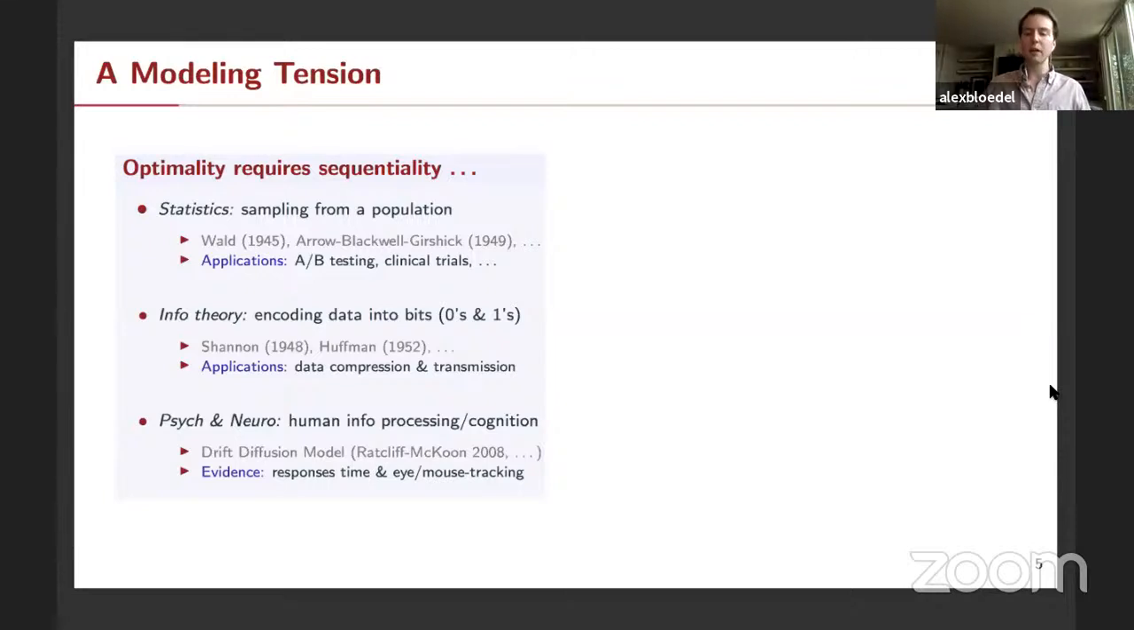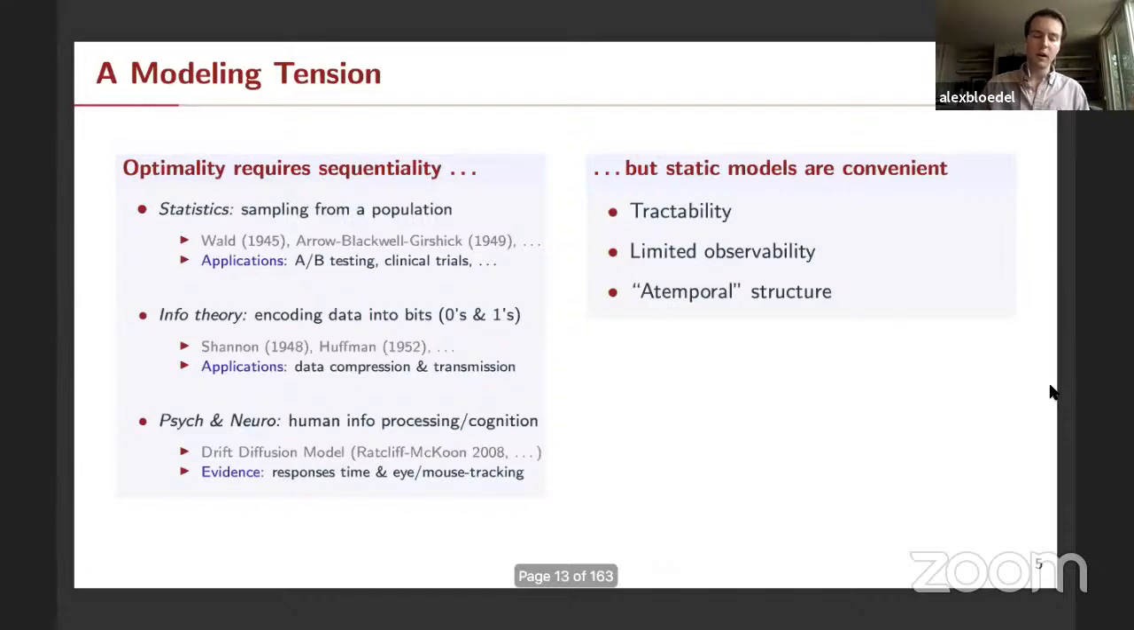So an ideal outcome might be for us to explicitly model the entire dynamic process of information gathering. On the other hand, static models are extremely convenient for a number of reasons. One is that they're inherently simpler and more tractable, which is important for applications. Another is that in many settings, it's hard to directly test dynamic models because we don't actually observe the process by which information is gathered. And finally, many economic models have a kind of atemporal structure in the sense that while we care about the final outcomes that are realized, we don't necessarily care about the process by which those outcomes are generated.